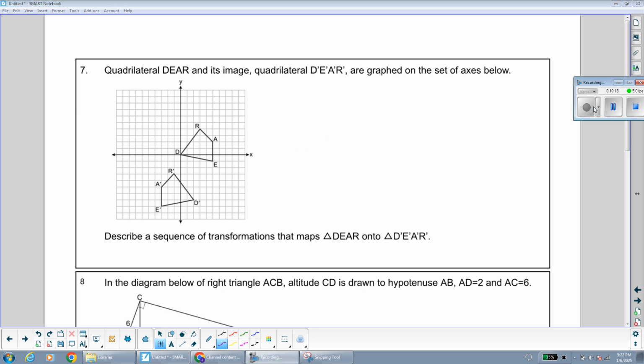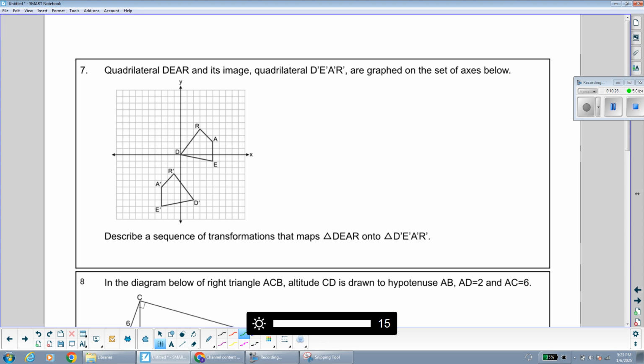I don't like to do rotations. I like to do reflections. So let's see if we can do this one by a double reflection. And then if we can't, we'll do a rotation. So I am going to reflect over the y-axis, and then I'm going to reflect over the x-axis, and I'm going to see what happens.